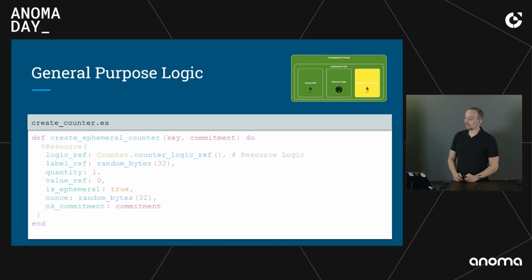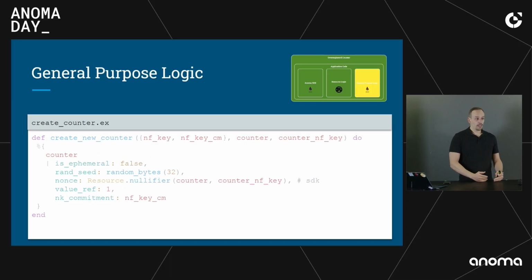So now all that's left is a general purpose logic. We need to do a couple of things. First, we need to be able to create ephemeral counters if we want to create counters out of thin air. These resource data structures are all provided by the SDK, so you don't have to do any of this. The only thing you need is nullifier keys and nullifier commitments, which are just secrets you can generate. And then here, the logic reference, which is basically a reference to the resource logics we just defined. And then we create a resource, quantity 1, the value of this counter is 0, it's an ephemeral counter, a random nonce, and a commitment. That's it.